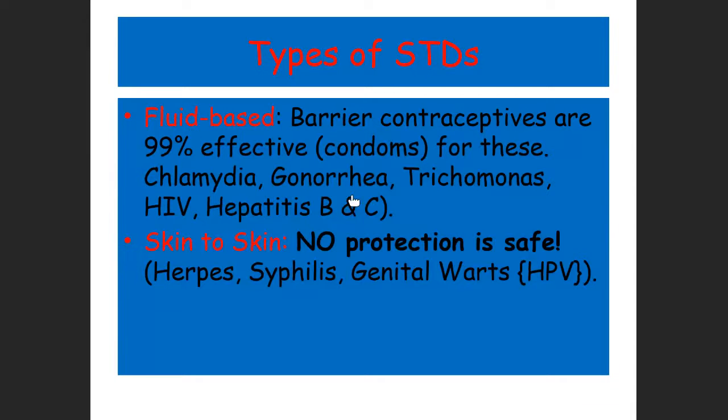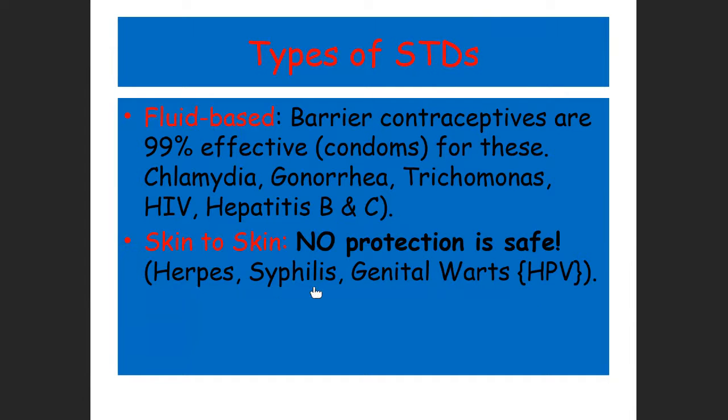Types of STDs based on transmission. You have fluid-based STDs, to which barrier contraceptives such as condoms are highly effective. Examples of these STDs are chlamydia, gonorrhea, trichomonas, HIV, hepatitis B and C. And then you have STDs that are transmitted through skin-to-skin contact. In this case, no protection is safe other than abstinence.